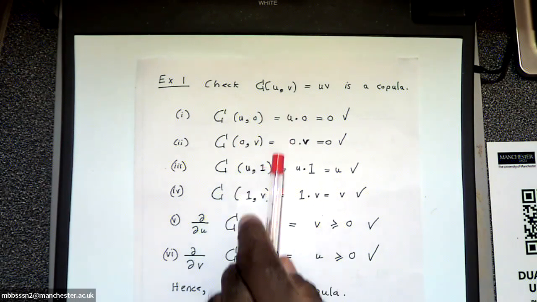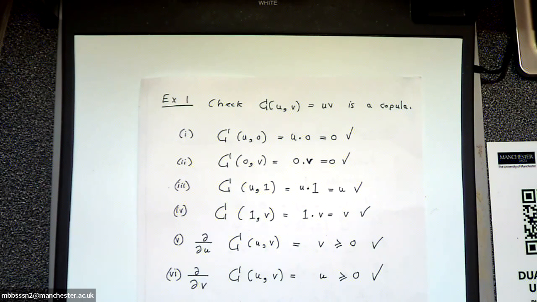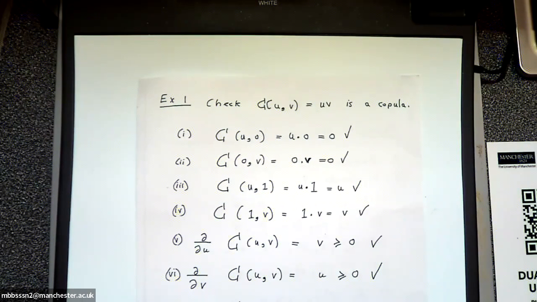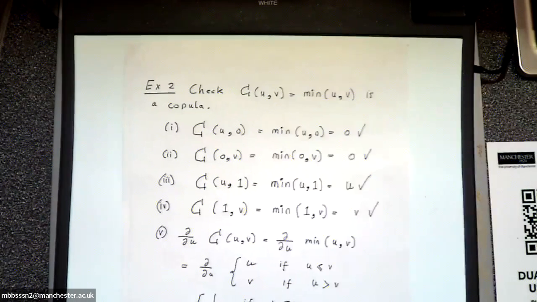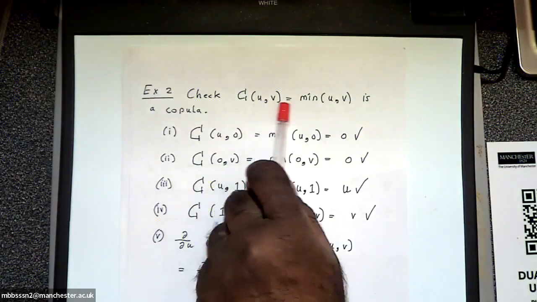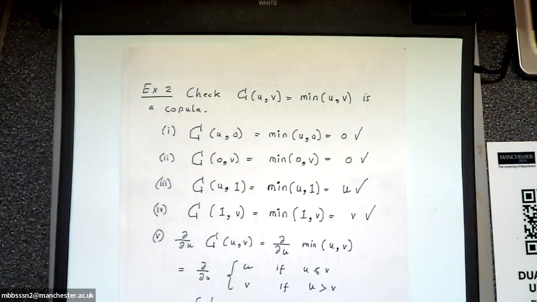And for this independence copula, it's easy to see that all 6 properties are satisfied. And C is a copula. That's one example I did. The second example I did in the videos is the completely dependent copula. And once again, it's easy to see that all 6 properties are satisfied, and hence C is a copula, right?